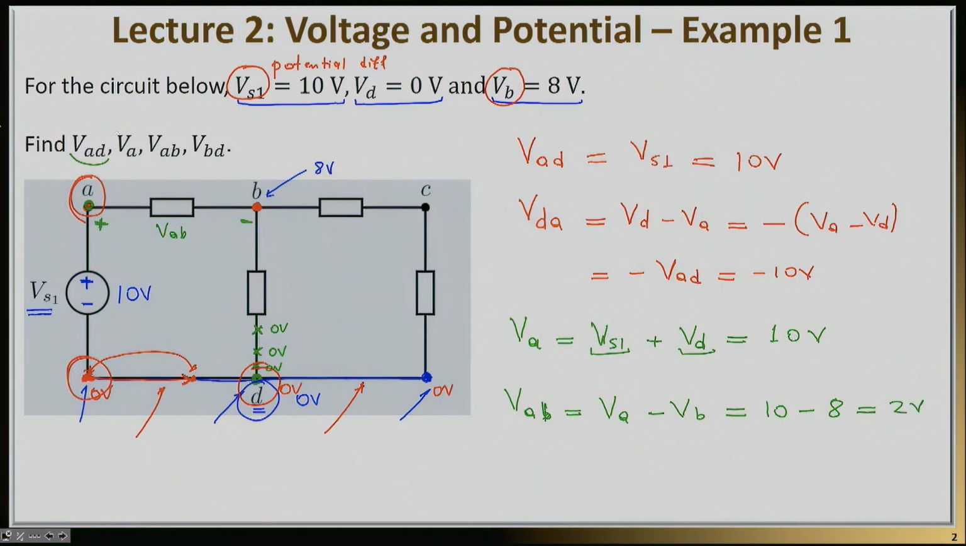And finally, we need to find the voltage difference VBD, which is the voltage difference here. This is VBD. And of course, VBD is going to be equal to VB minus VD. And this is equal to 8 volts minus 0, or simply 8 volts.